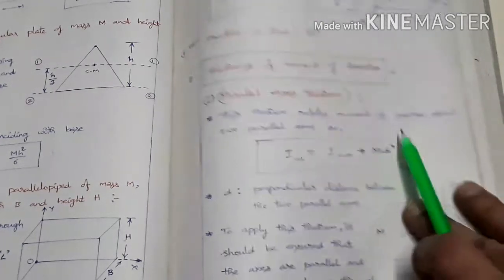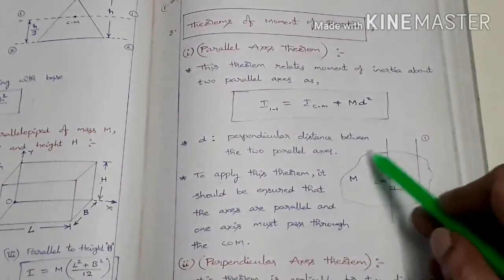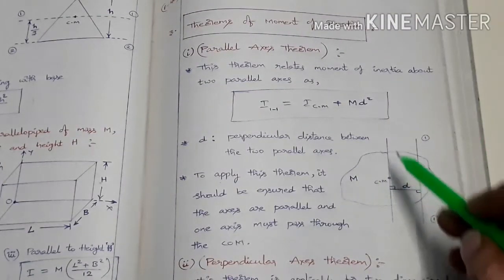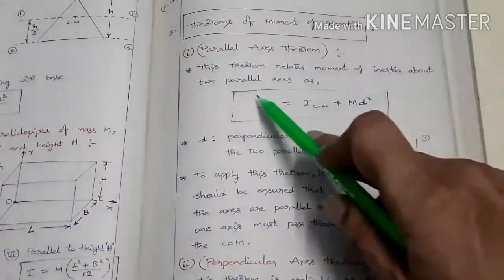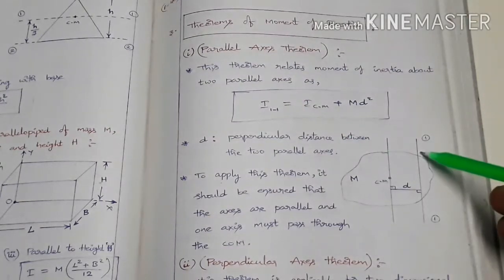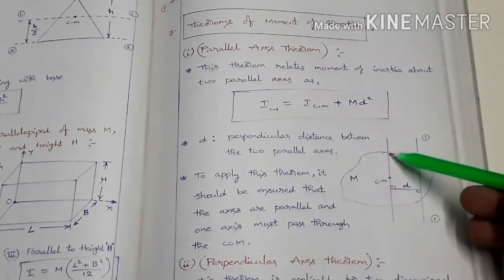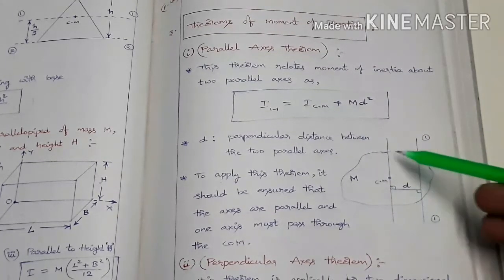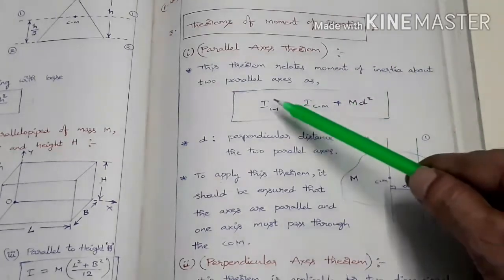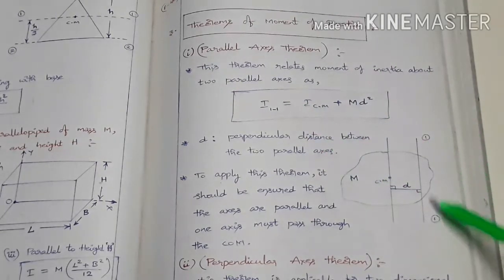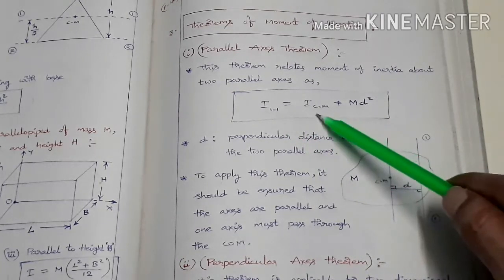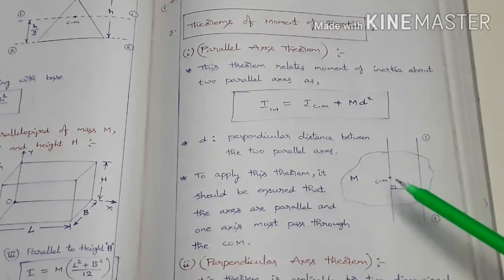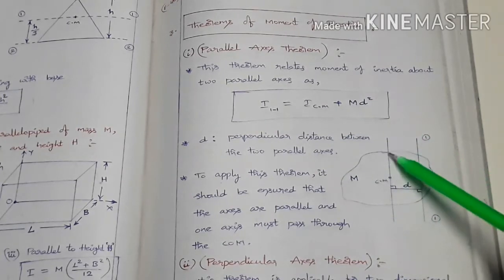See here, let us consider this body. This is any rigid body here. So we are considering two axes here. These are parallel axes. This theorem relates moment of inertia about two parallel axes. So moment of inertia about this axis, moment of inertia about this axis. So how they are related, let us see. I1-1, so this is axis 1, 1. I11 equal to I center of mass plus md square. So of these two parallel axes, one must be passing through center of mass.